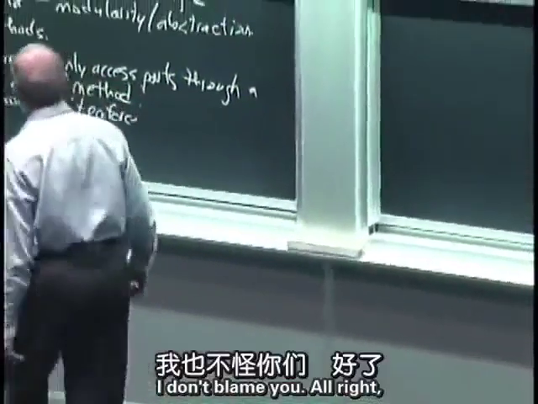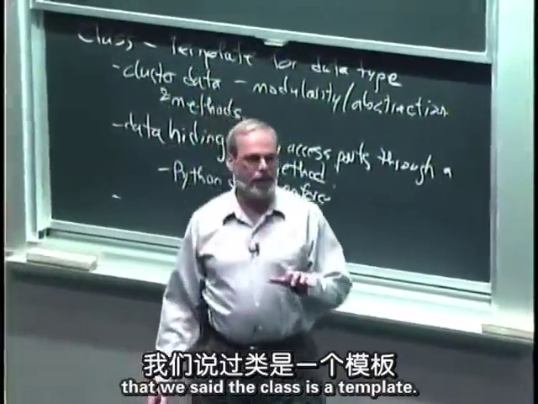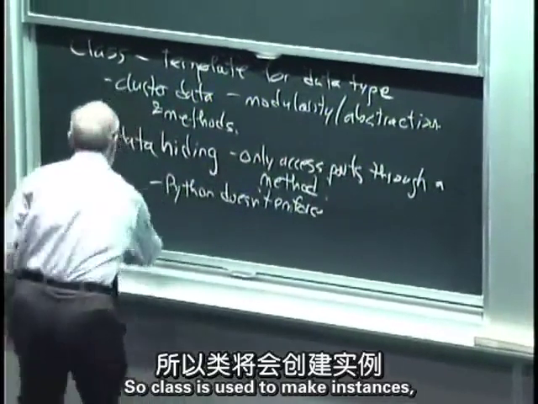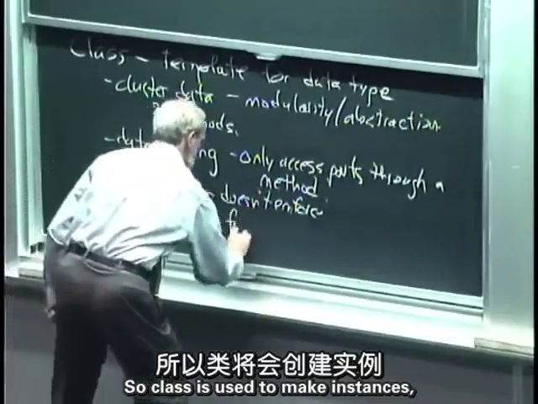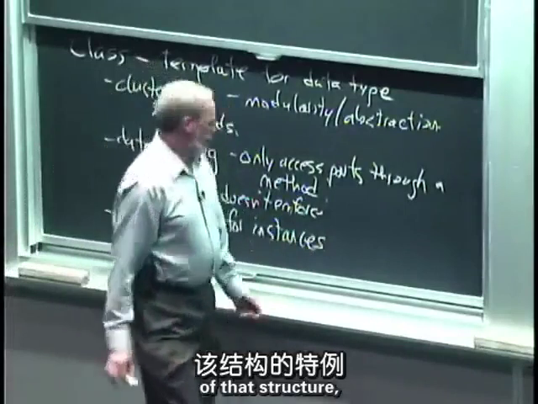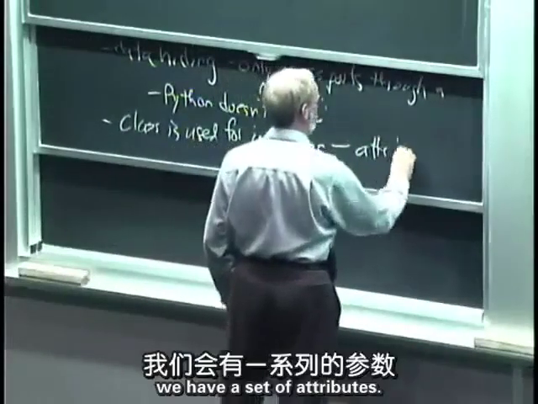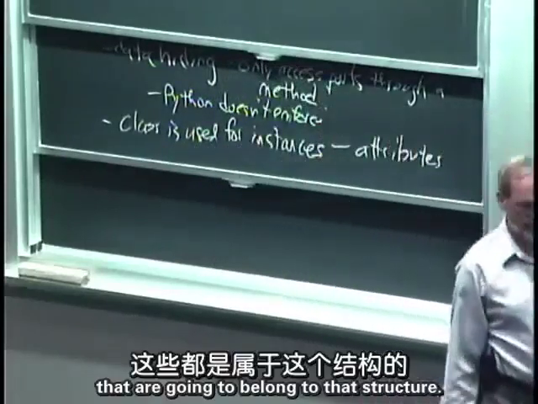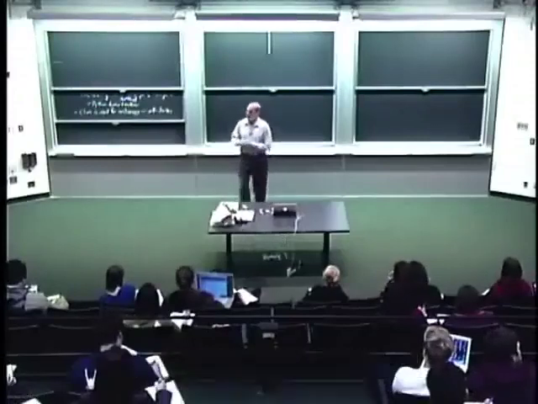I don't blame you. All right, and then the last piece of this is that we said the class is a template. When we call that class, it makes an instance. So the class is used to make instances, meaning particular versions of that structure. And we said inside the instances we have a set of attributes, internal variables, methods that are going to belong to that structure.